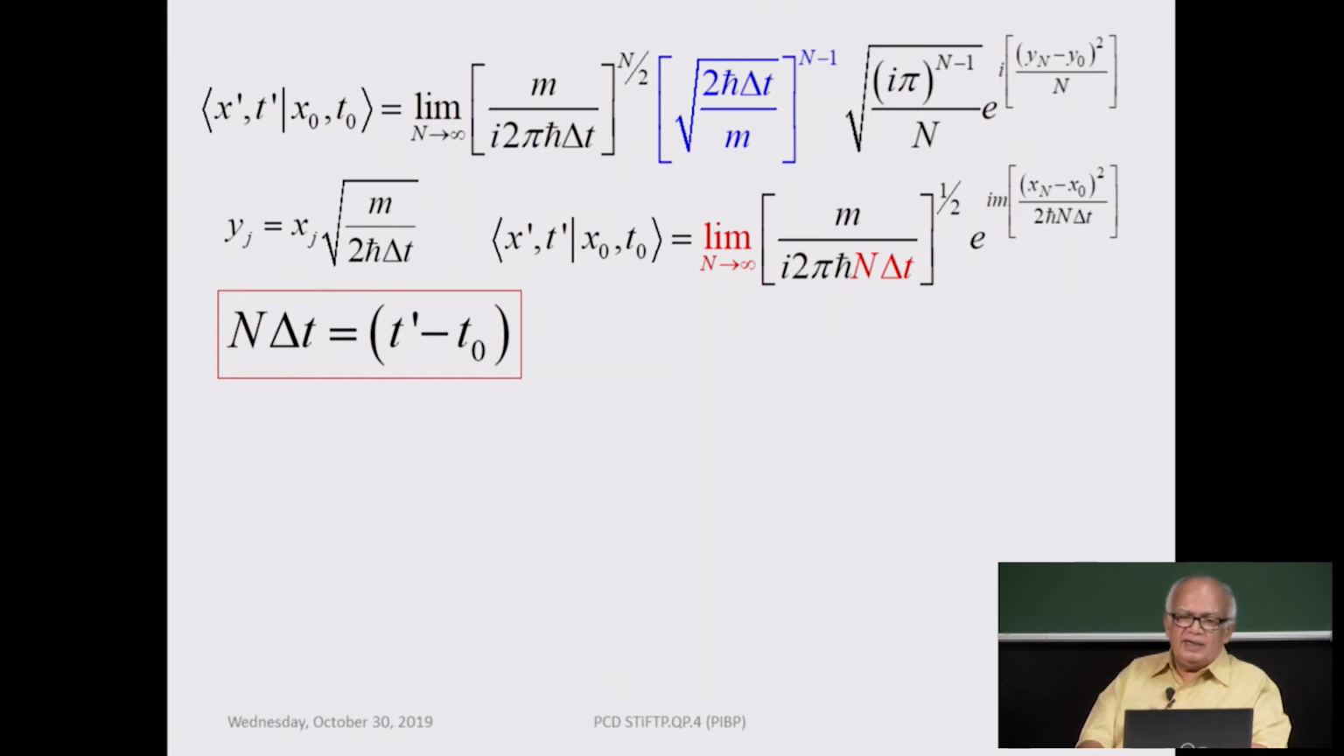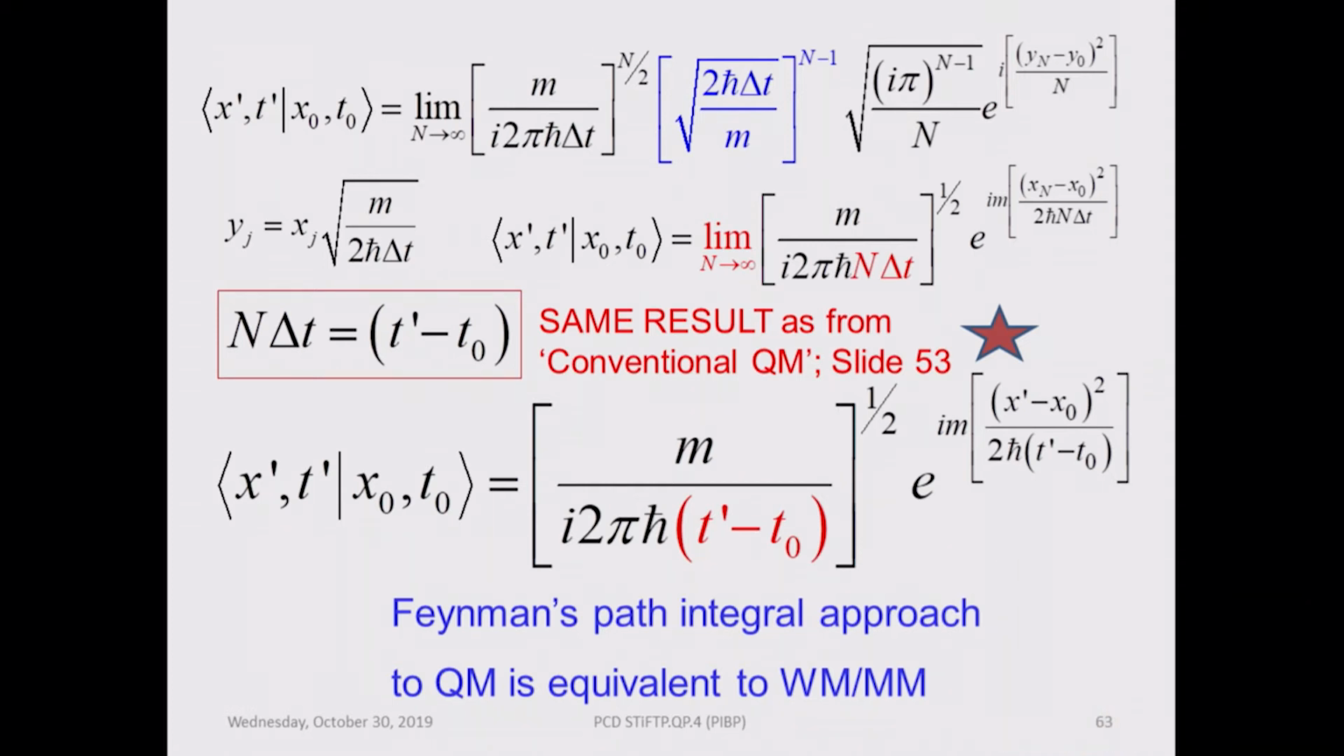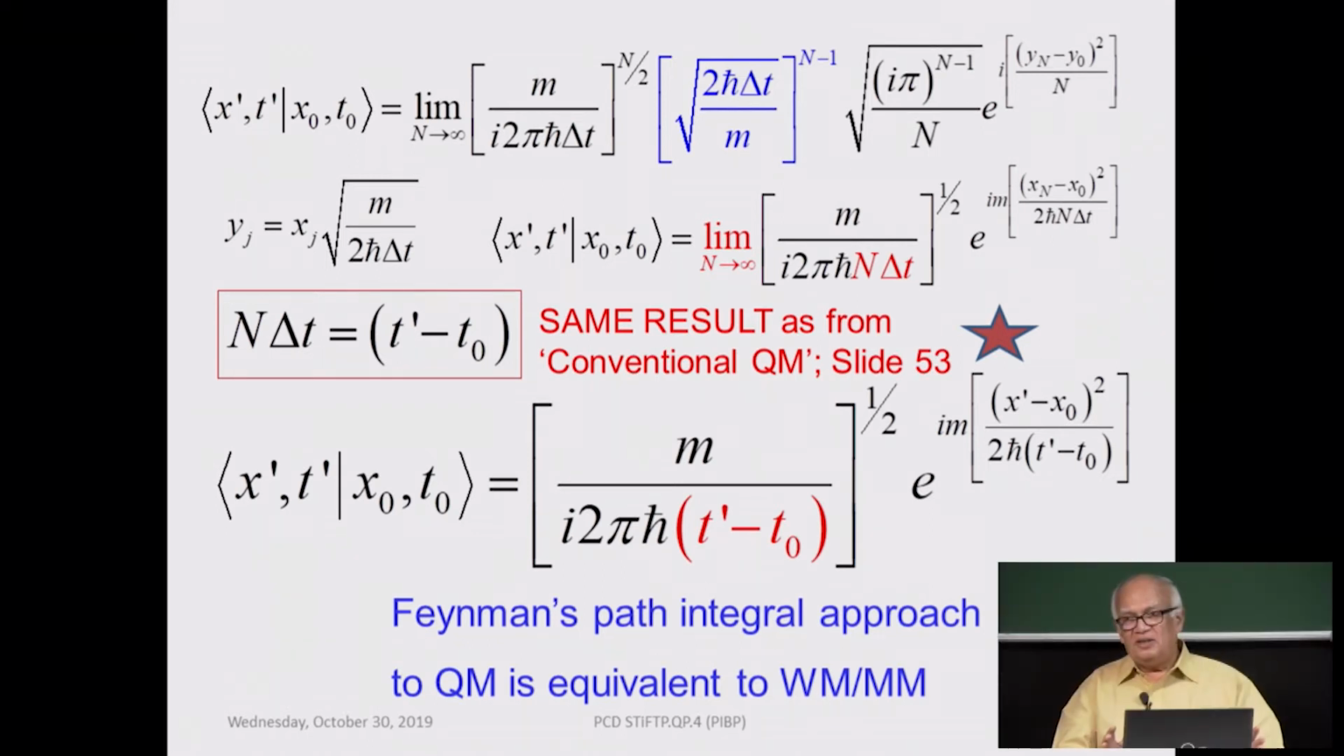So you put n delta t as t prime minus t0, and the result is amazing. It is just what you got from conventional wave mechanics. It's exactly the same. So you began with a completely different ansatz, which has nothing to do with a wave, which has nothing to do with a wave function, which has nothing to do with the Schrodinger equation, except that it turns out to be completely equivalent to that.